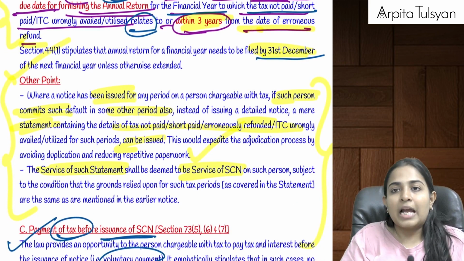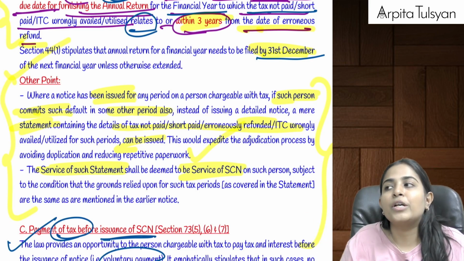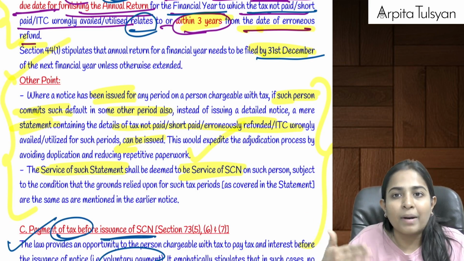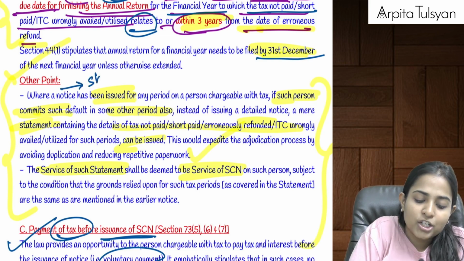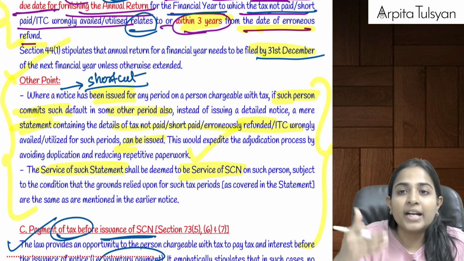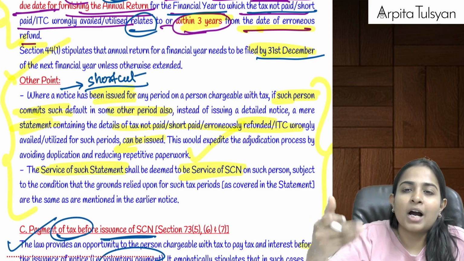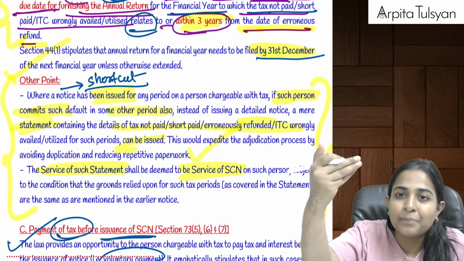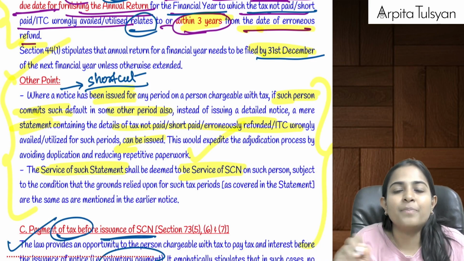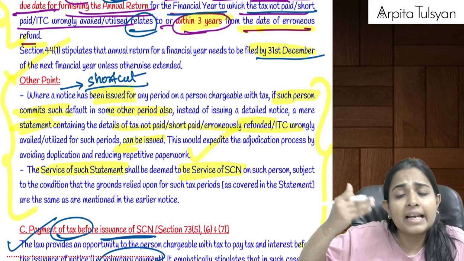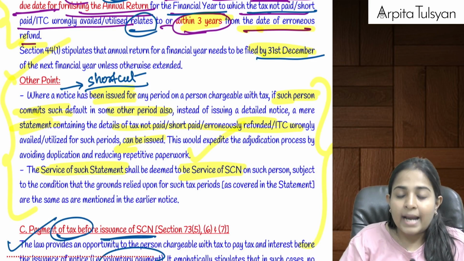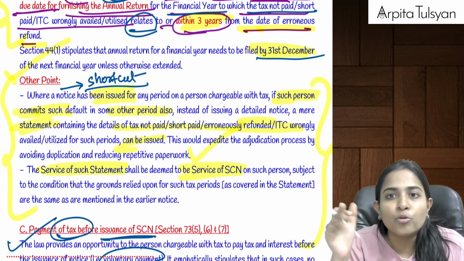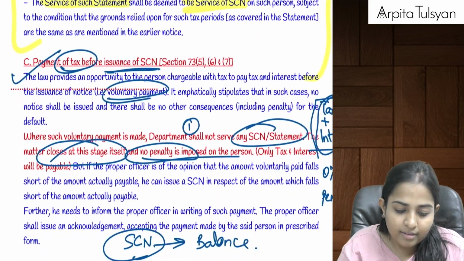Yes. Acha. Now let's say the proper officer wants to issue this show cause notice for multiple years, then they have given a shortcut to the department. For 1 year, if you have issued a detailed show cause notice, then for other years, you can simply issue a simple statement wherein you just mention the amount. Means again and again giving the grounds is not required. And that statement will be deemed to be your show cause notice. Are you clear with this?